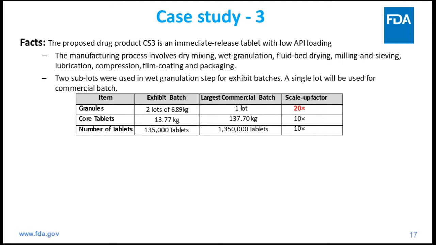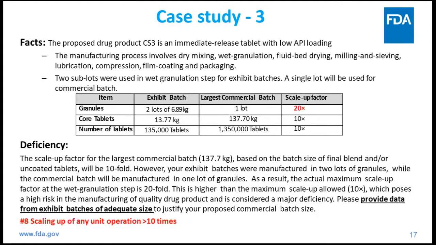So it's interesting that in the first review cycle, our reviewer sent an IR with a clarifying question: are you going to use any sublots in your commercial batches? And the response is no, we are not going to use any. So they received a deficiency from us. Basically telling them, you have a 20-fold scale up for the wet granulation process, and you need to provide data from exhibit batches of adequate size.